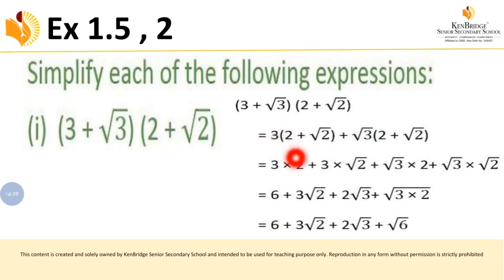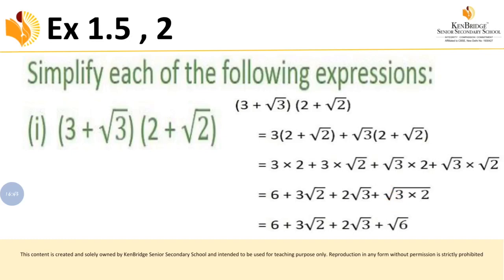So now 3 into 2 plus 3 into root 2 plus root 3 into 2 plus root 3 into root 2. Now if you multiply 3 into 2, 3 twos are 6, then here 3 into root 2 is written the same way, 3 root 2, then here also 2 root 3, and here both the numbers are root numbers, so we made a single root and inside the root we have written 3 into 2. Now 6 plus 3 root 2 plus 2 root 3 plus, 3 twos are 6, so this can be written as root 6. This is the way you have to simplify.